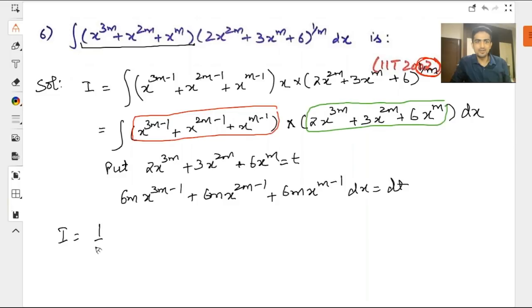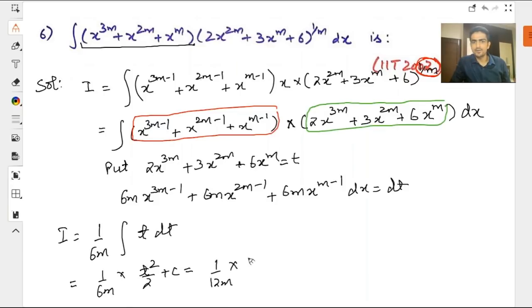6 power m comes common. So this is dt, that is t. So t dt. Finished. So the answer is 1 by 6 power 6m into t square by 2 plus constant of integration. And it's done. See, such an easy question they asked in IIT. And by the way, it was a subjective question, that too perhaps a 5 marks question.